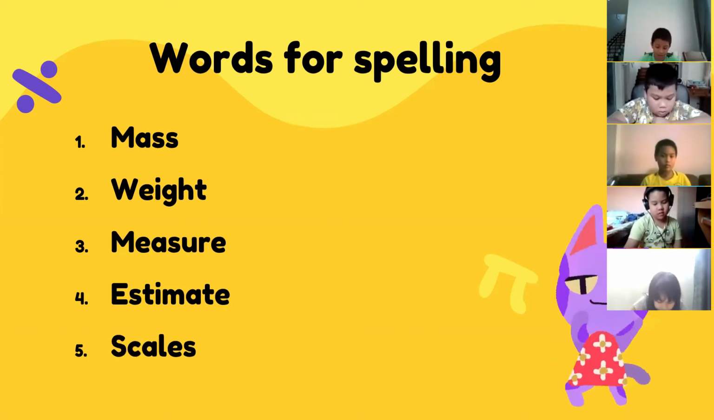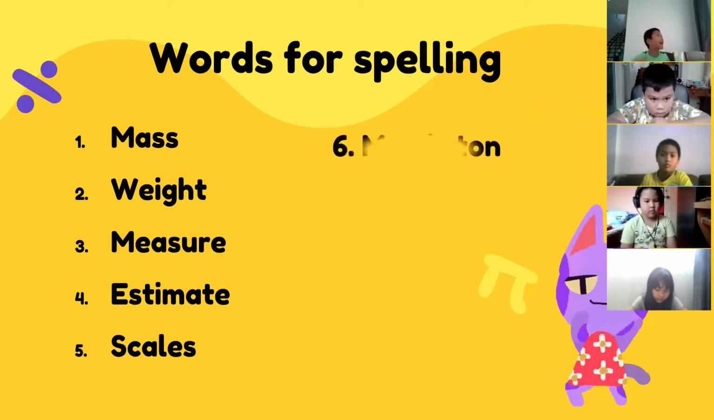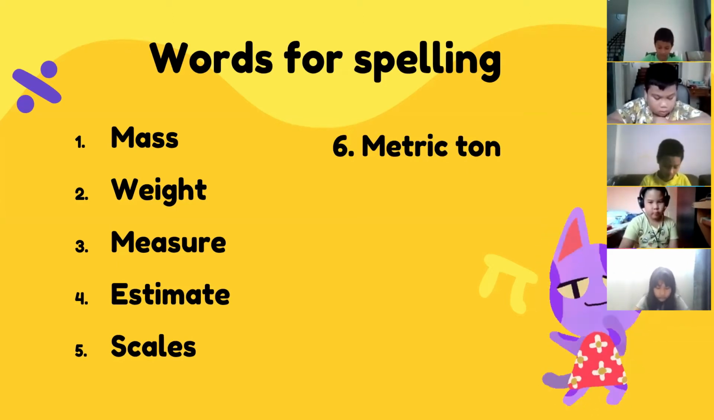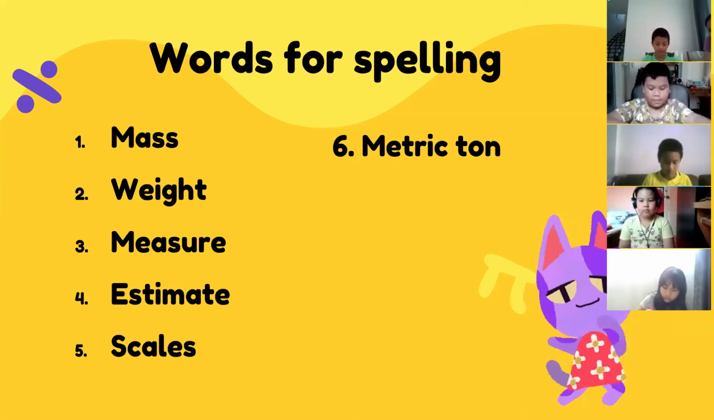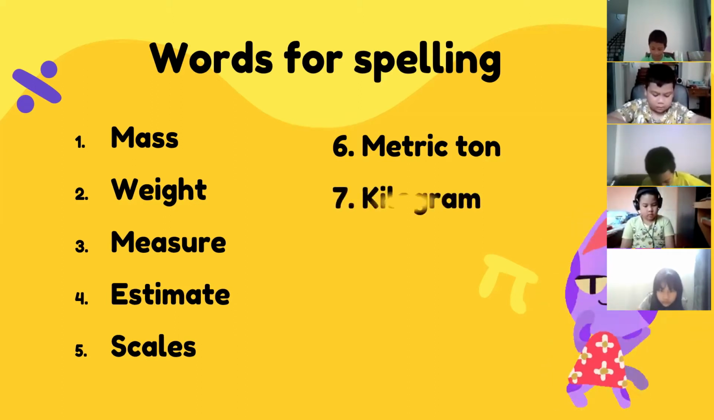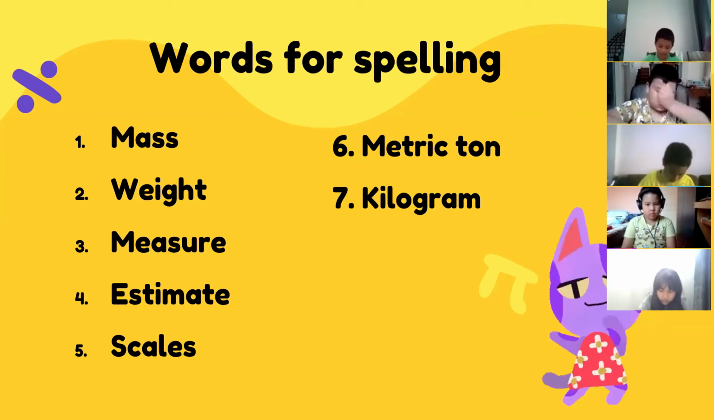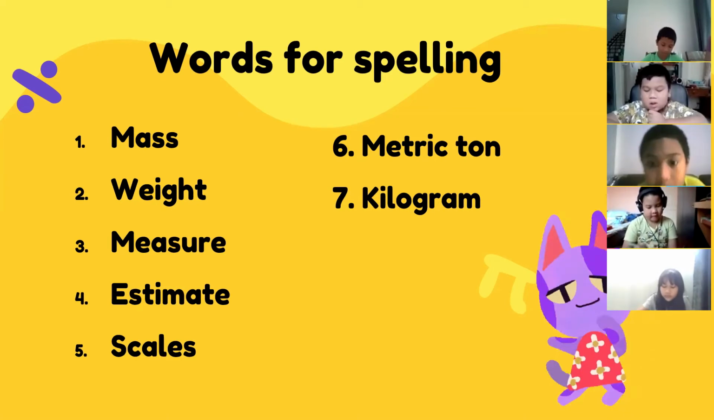Number 5 is scales. Very easy. S-C-A-L-E-S. Scales. And number 6 is metric ton. M-E-T-R-I-C space T-O-N. Metric ton. Number 7 is kilogram. It spells K-I-L-O-G-R-A-M. Kilogram.